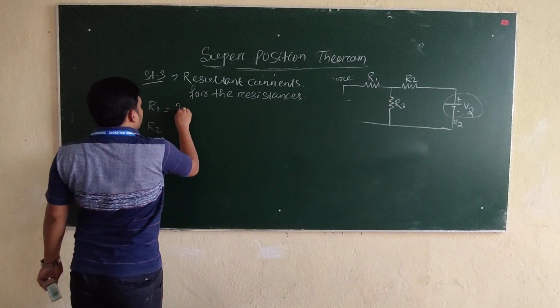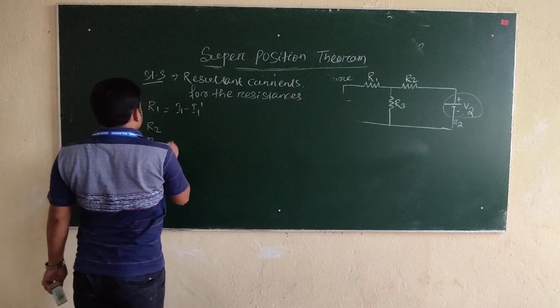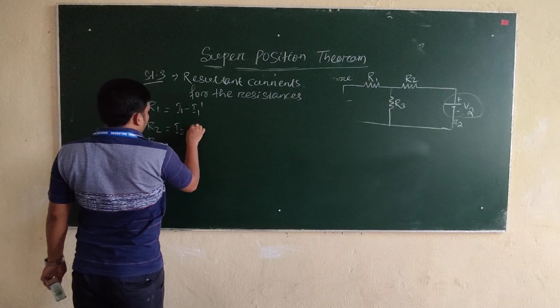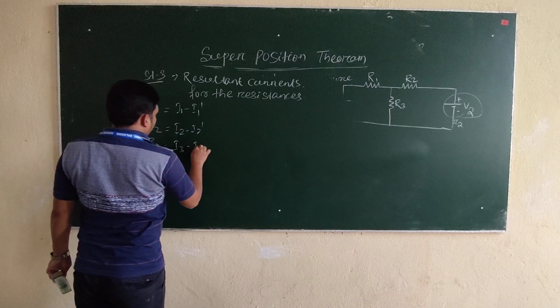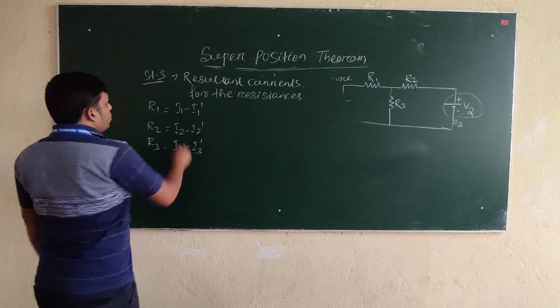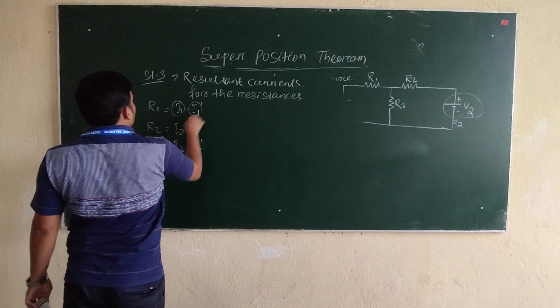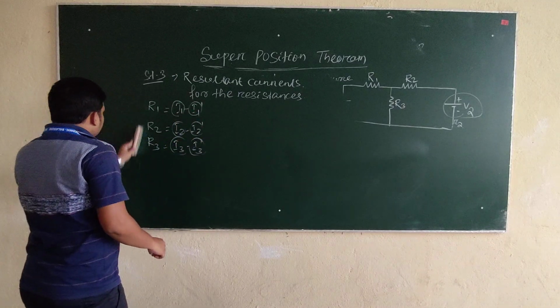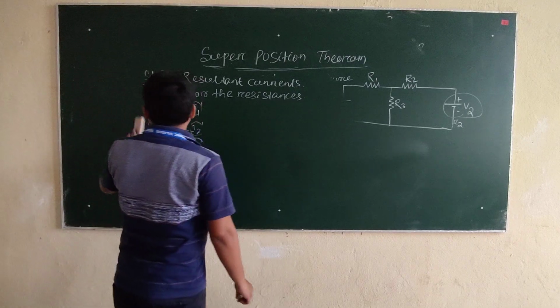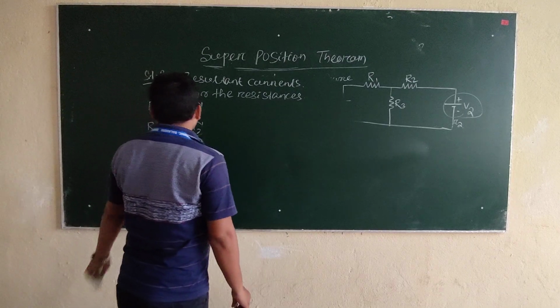These are I1 minus I1 dash, I2 minus I2 dash, I3 minus I3 dash. We have found all the values for I1, I1 dash, I2, I2 dash, I3, I3 dash. These are the three resultant currents for R1, R2 and R3.